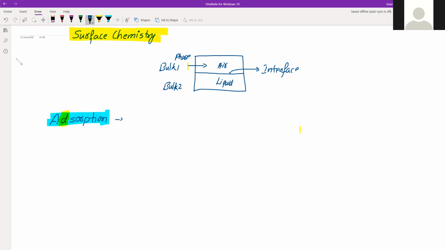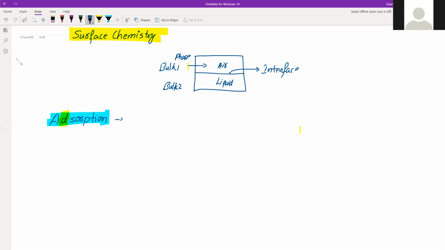Now, this similar phenomenon is observed when a liquid is added into a closed vessel containing a gas. This thing is known as adsorption, right? So the phenomenon of concentration of molecules of a gas or liquid at a solid surface is called adsorption, right?